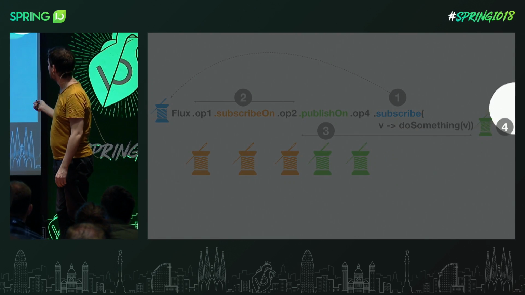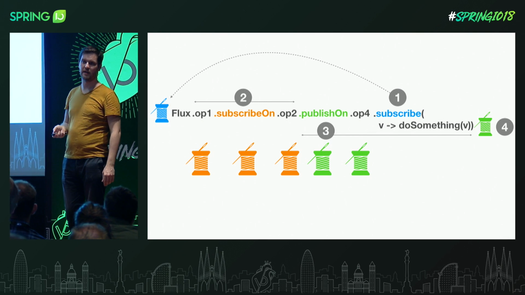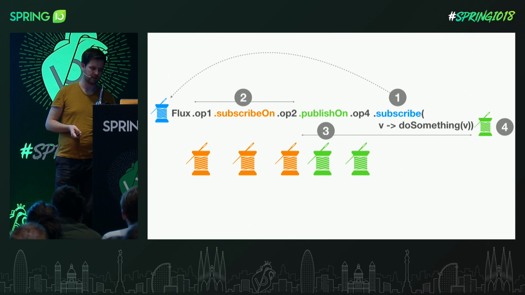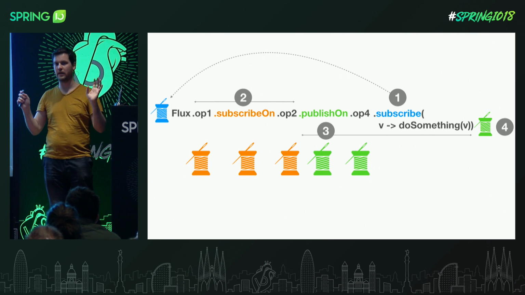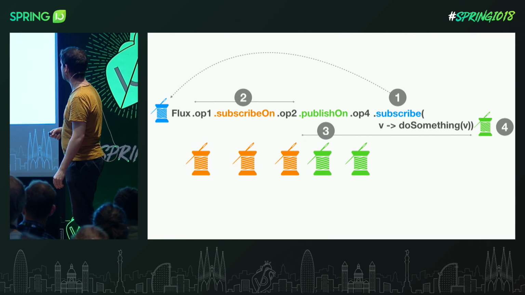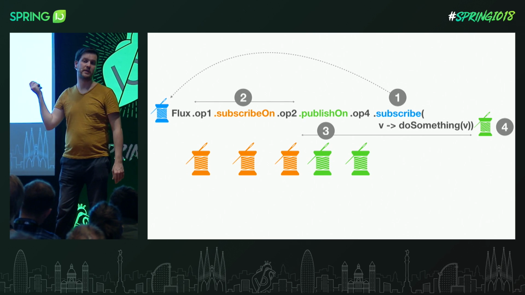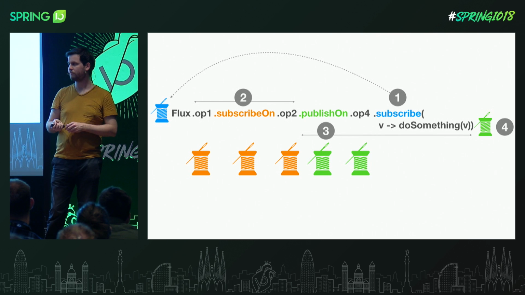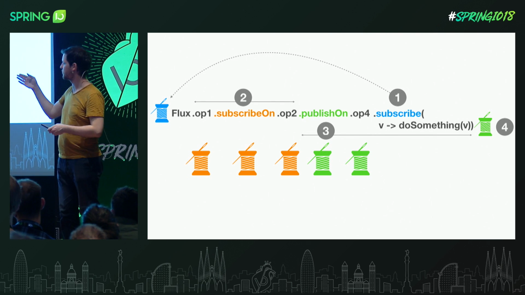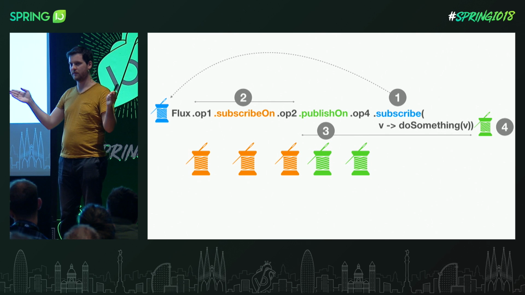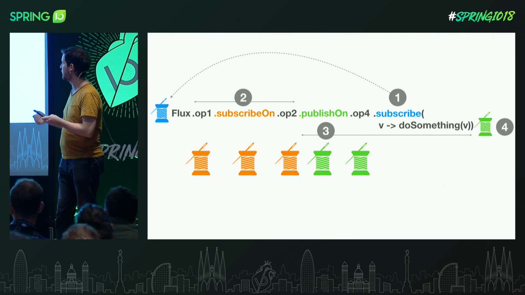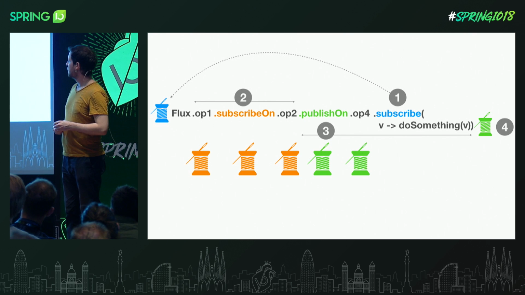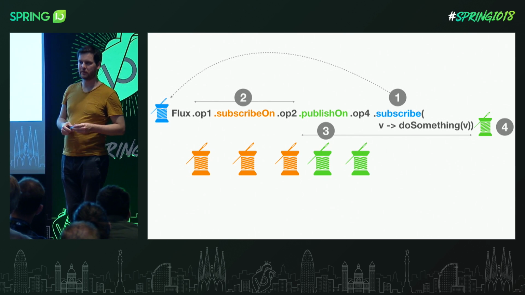So as you see here, the lambda itself, the value handler, sorry, I shouldn't say callback, it's a big no-no. So this one also executes in the green thread. All right. So you see subscribe on acts on the left and on the right, whereas publish on acts only on the right. Is that clear for everyone? Yeah?